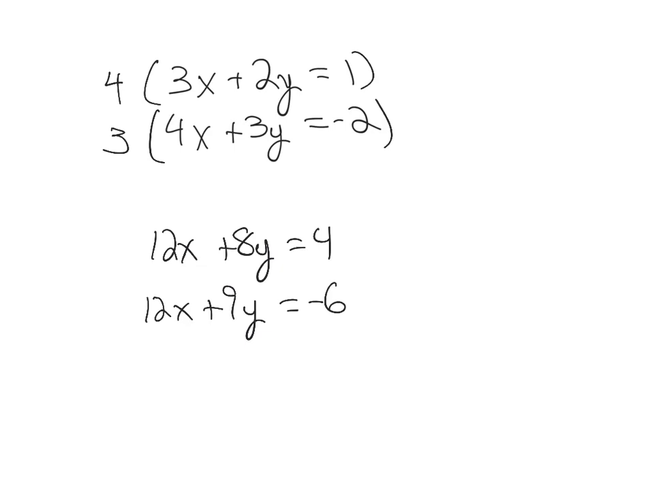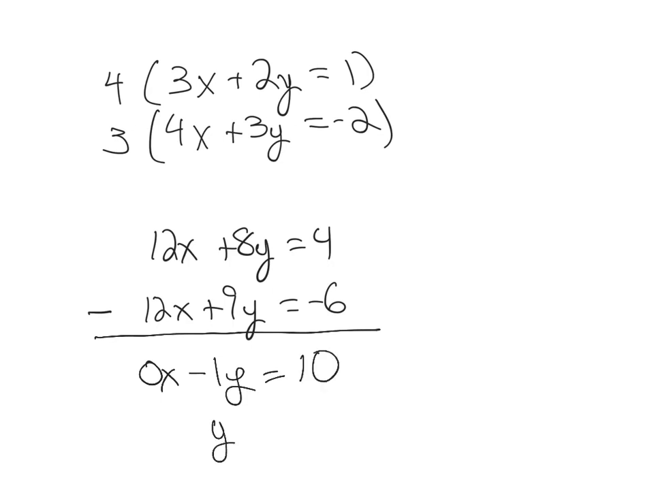And this time, I'm going to subtract the two equations because notice the two things I want to eliminate have the same sign initially. So they're not going to cancel out if I add them. So to cancel them out, I'm going to have to subtract them. So I subtract them, and I get 0x, 8 minus 9y gives me negative 1y equals 4 minus negative 6. So minus negative is addition, gives me 10. So y, therefore, must equal negative 10.